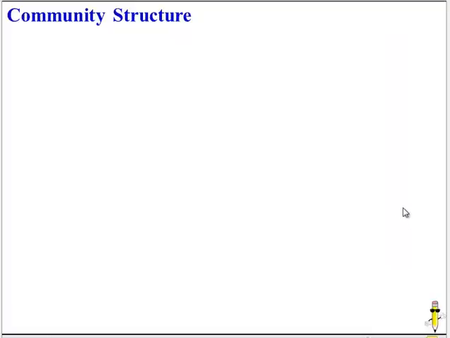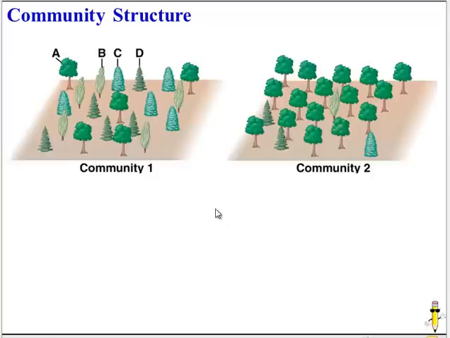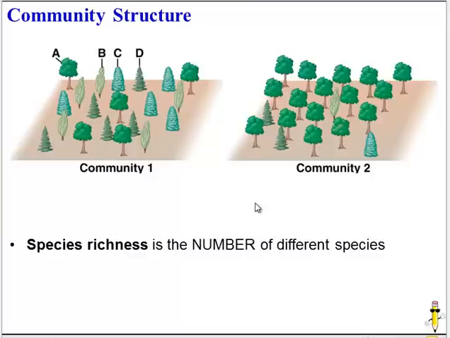Now we can analyze the structure of a community in two ways. Here are two different communities. Now, one way we can look at these communities is in terms of species richness. This is simply the number of different species. And if we compare our two communities, they have the same species richness. This community has 4 different plant species, and this community has 4 different plant species.